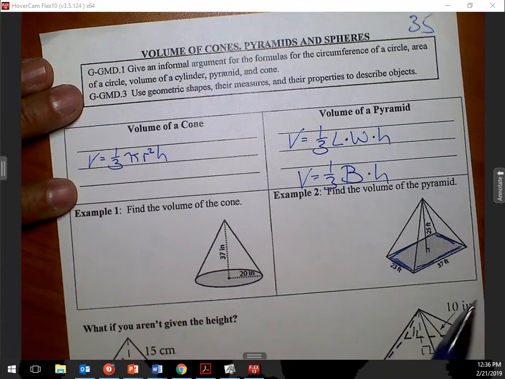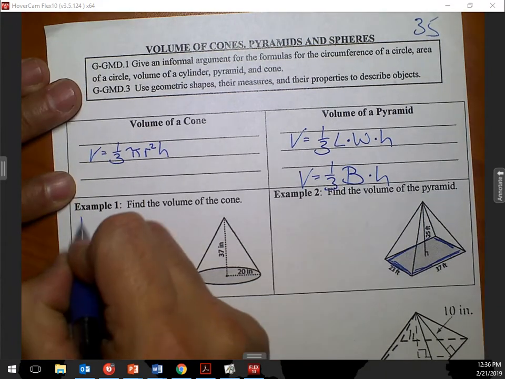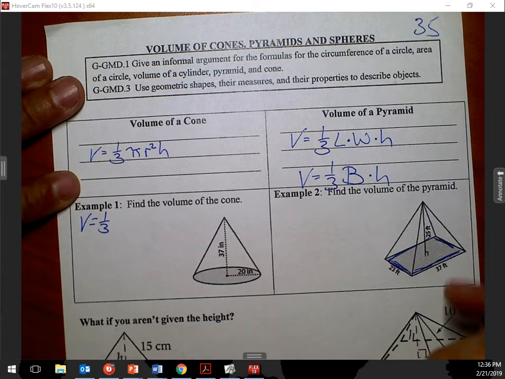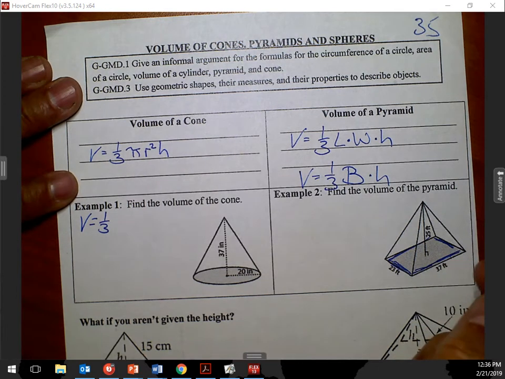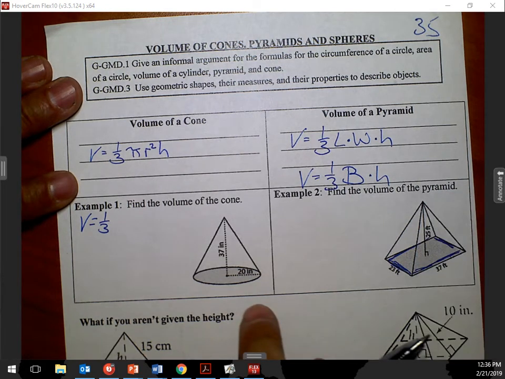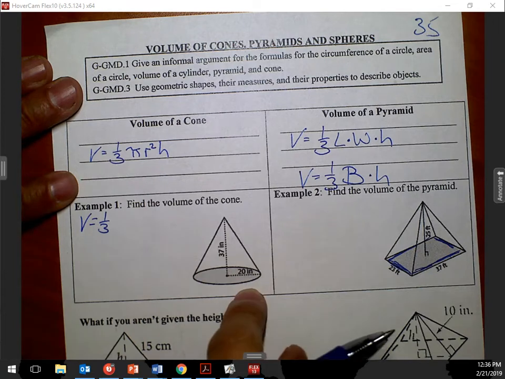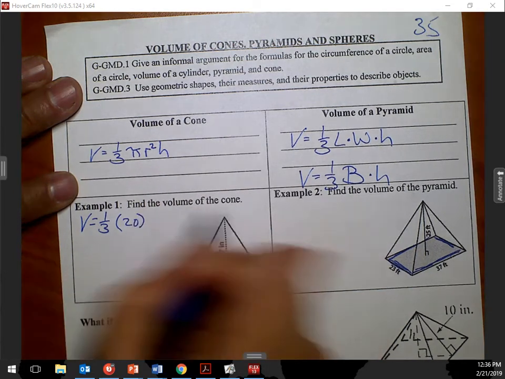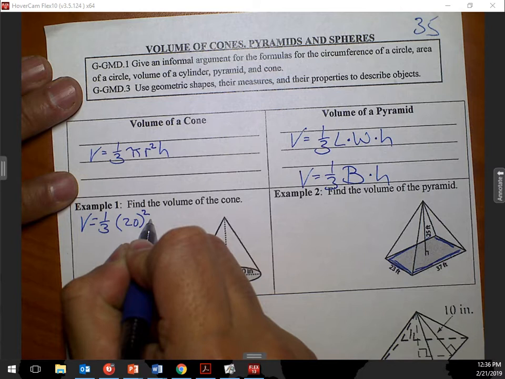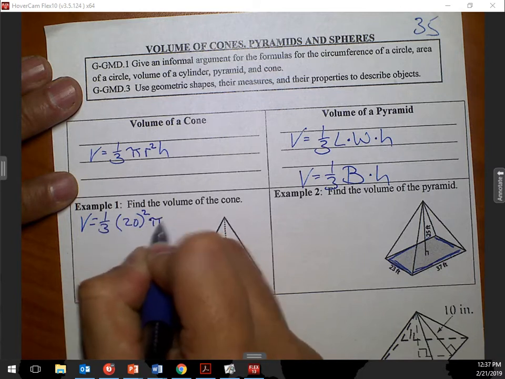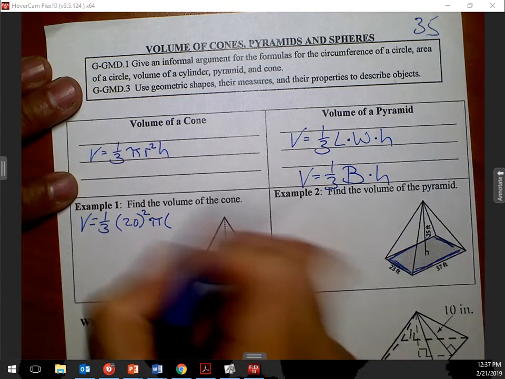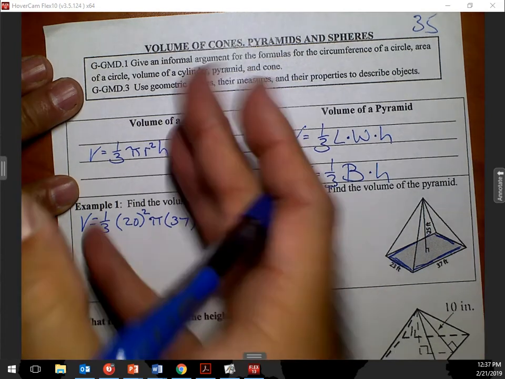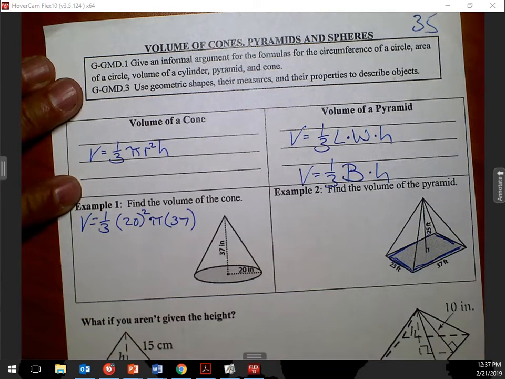So let's try this one right here. Example 1. Volume is 1/3. What is my radius? 20. It's right here, I'm on this one. 20 squared pi, and what am I missing? An h, right? 37. You threw me off with that 9. Okay, so they're all there.